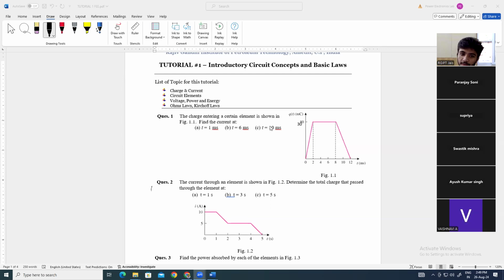At t equals 1 millisecond. Can you? This is basic class 10th or 11th mathematics. You just need to find the equation of the line. Can you all find the equation of the line passing through 0, 0 and 80, 3? You'll be able to find this equation of the line, right?